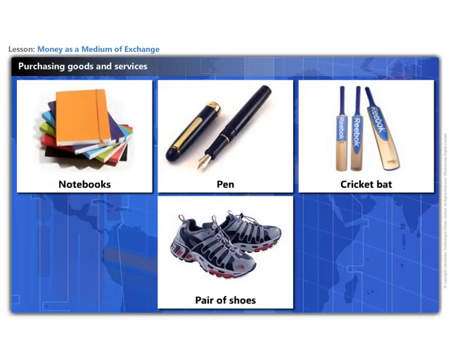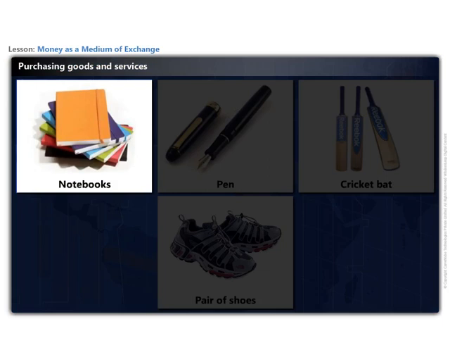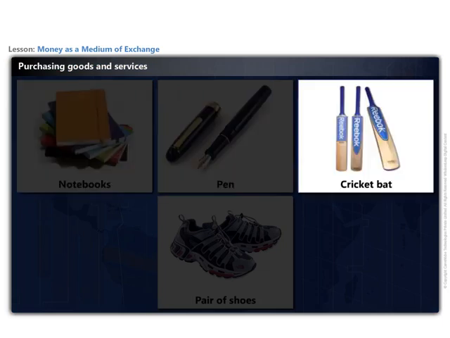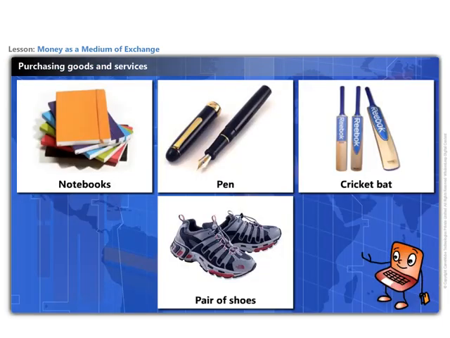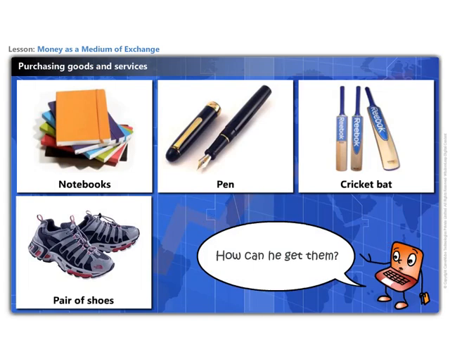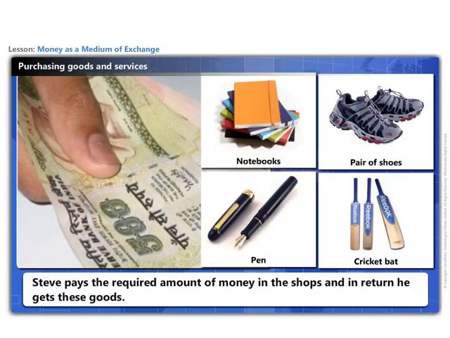Steve needs the following goods: some notebooks, a good pen, a cricket bat, and a pair of shoes. How can he get them? Steve pays the required amount of money in the shop and in return he gets these goods.